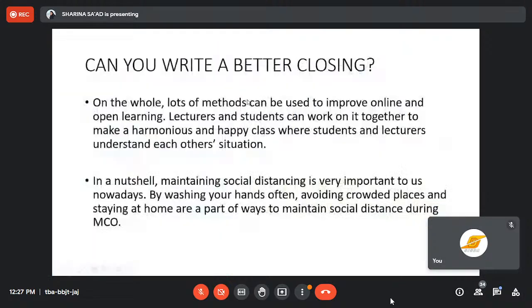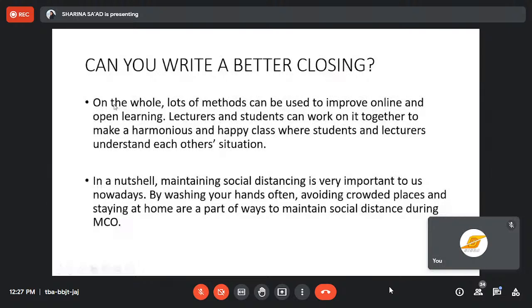Okay, this is some of the sample closing, taken from students' answers. Maybe you can write better than this. I'm not saying that this is a good one. I'm just giving you two samples. Here the student said, on the whole, lots of methods can be used to improve online and open learning. Lecturers and students can work on it together to make a harmonious and happy class where students and lecturers understand each other's situation. Very short and sweet.